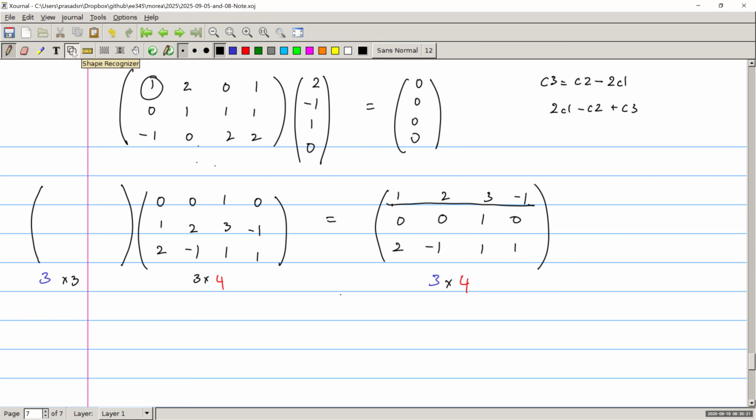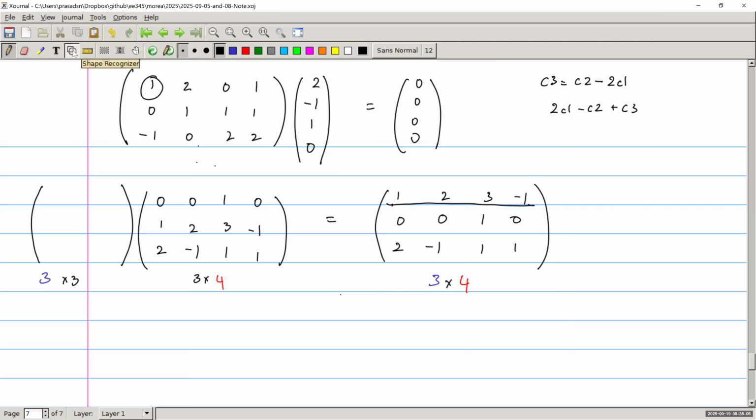So this is 1, 2, 3, minus 1, which is the second row. But tell me this as a linear combination of the 3 rows of this matrix. Something like 0 times row 1 plus 1 times row 2 plus 0 times row 3. Does that make sense? Is that okay for everybody?